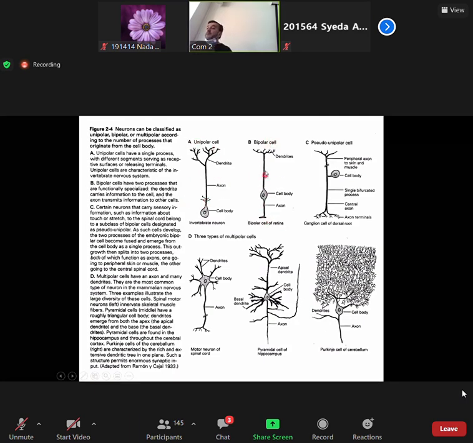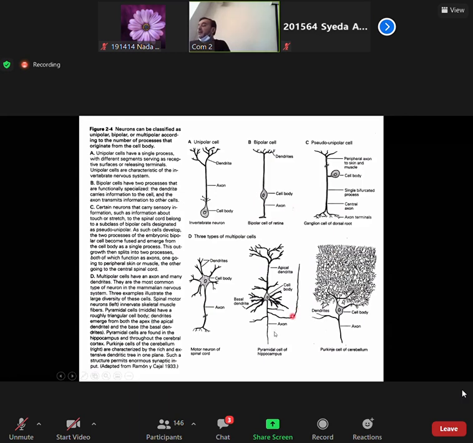We can have a bipolar neuron, which has two processes, one the dendrite, the other is the axon. This you can see in the retina. The bipolar cells of the retina is an example of a bipolar type of neuron. Then you have the multipolar neurons. Multipolar neurons, you can see it at many places. One of the examples we have discussed is the anterior gray horn cells or the ventral gray horn cells of the spinal cord, where you would have multiple dendrites and one axon.